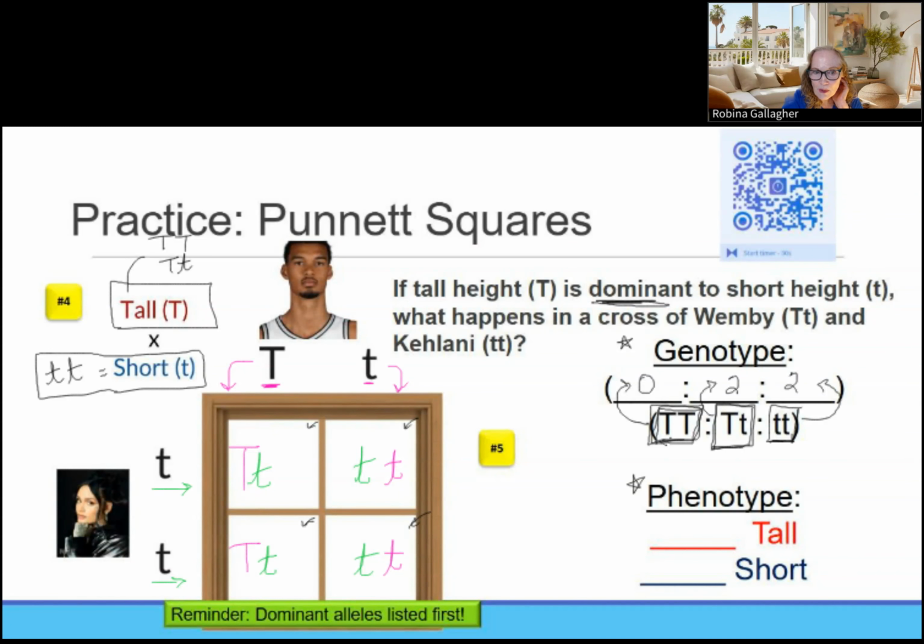So this, remember, either one of these could be tall, right? So to be tall, I have 2 out of 4 boxes, or 50% could be tall, right? 50% could be tall. To be short, I have 2 out of 4 boxes, or 50% also. So this is 50%.